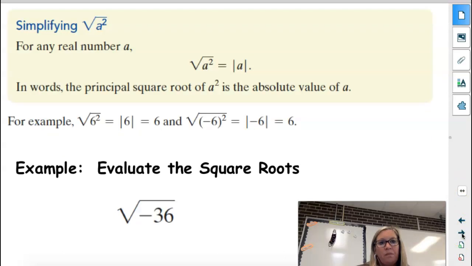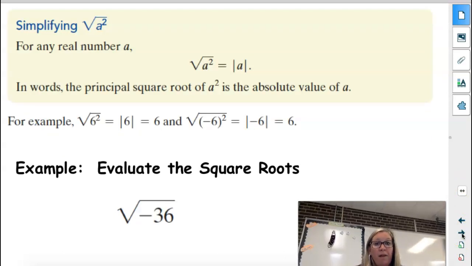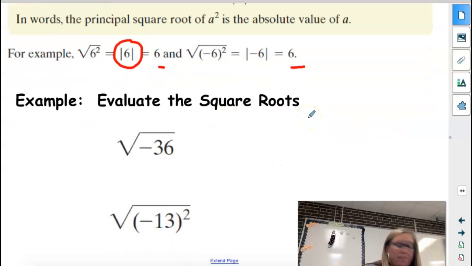All right. Moving on to simplifying when you have a term that's squared. If it's a principal square root, we want to take the absolute value of that a. So for example, the square root of 6 squared, you're going to take the absolute value of that 6. If you have a negative 6 squared, when you take the absolute value, you also get 6. So a couple examples here.